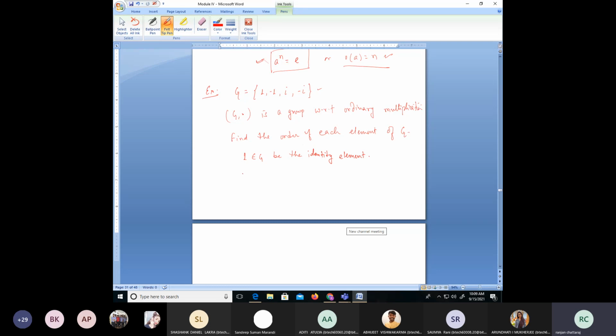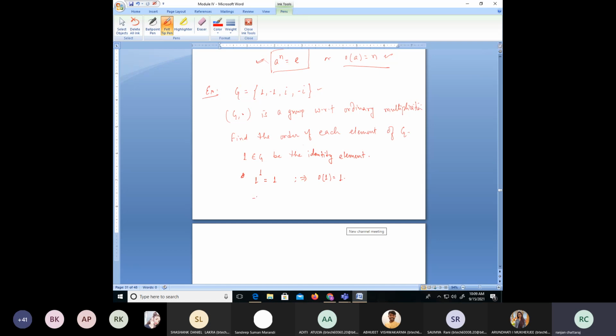So, what is the order of 1? You see here 1 to the power 1 is equal to 1. Now, 1 square is also 1, 1 to the power 3 is also 1. But as per the definition of the order of an element of a group, this exponent n should be the least positive integer. A positive integer starts from 1. So the order of 1 is equal to 1.